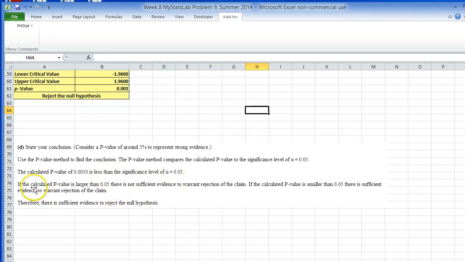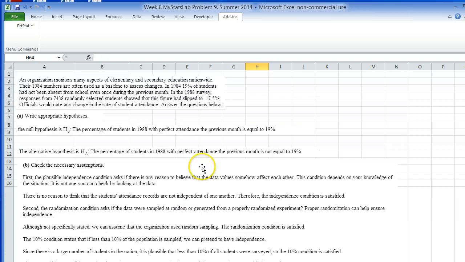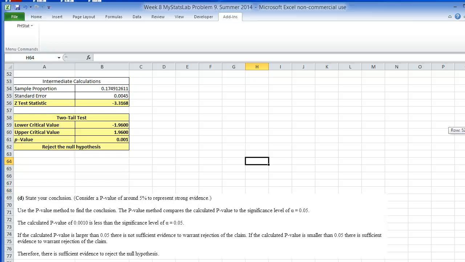So therefore, if the p-value is larger than 0.05, there is not sufficient evidence. But in this case, the p-value is smaller, so this means that there is sufficient evidence to warrant a rejection of the claim. So therefore, we are going to reject the null hypothesis. It means that we are going to accept the alternative hypothesis and say that the proportion has changed from 19%.